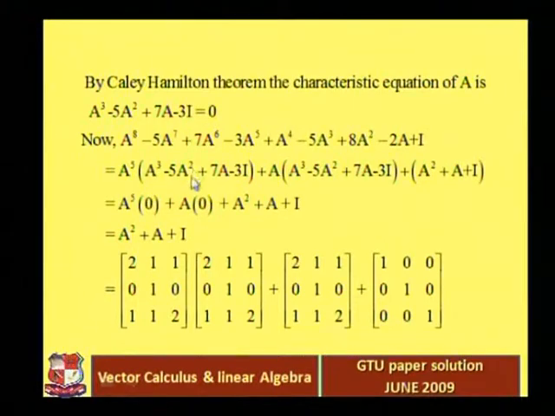That is equal to a 0 matrix. So that's why this is 0: a cube into 0 plus a into 0 plus a square plus a plus I, that is equal to a square plus a plus I. So this is a square, [2 1 1; 0 1 0; 1 1 2] times [2 1 1; 0 1 0; 1 1 2]. So now this is matrix multiplication that you should know.